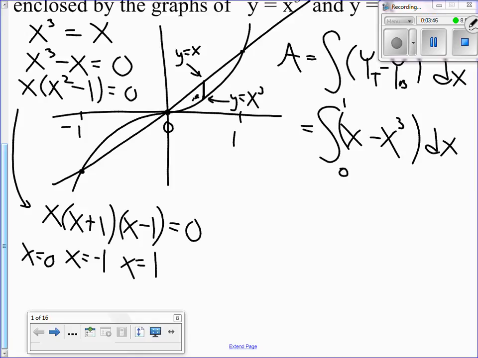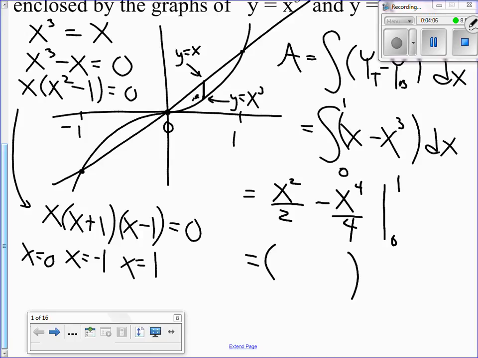Now let's get the antiderivative. What do we get for the antiderivative? Nice. And we plug in the upper, the lower, and we subtract. When we plug in the upper, the 1, what's the first term? 1 squared over 2, 1 half. And then we plug it into the next term. What about when we plug in the lower limit? What happens to both terms? 0. 0 squared over 2.